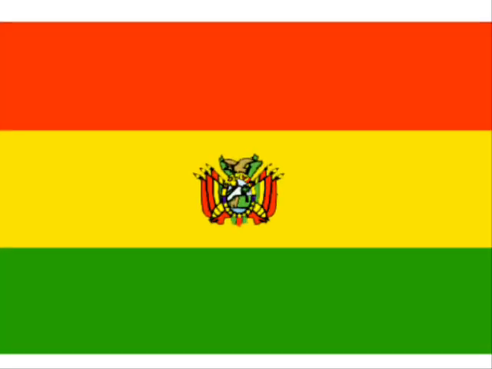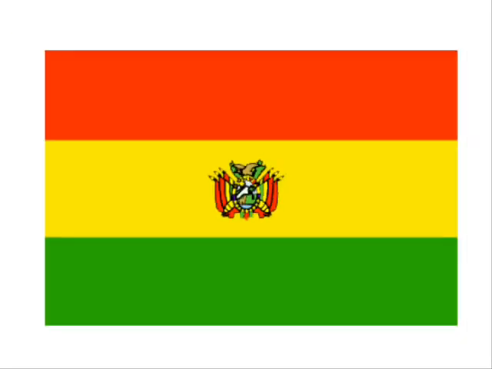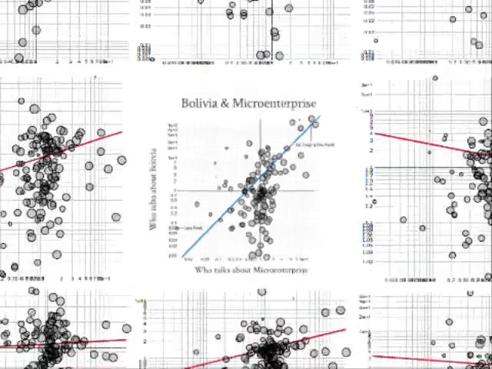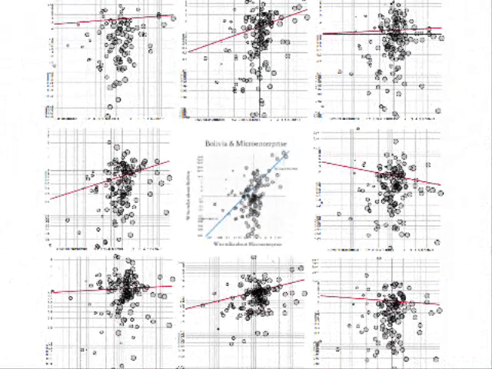Let's consider Bolivia. Suppose you wanted to support micro-enterprises in Bolivia. You would want to know which aid agencies care about Bolivia and which agencies care about micro-enterprises. Hopefully, you could find one that cares about both. With the Aid Explorer, you can generate more than 25,000 such graphs. But this may be too detailed for some uses.